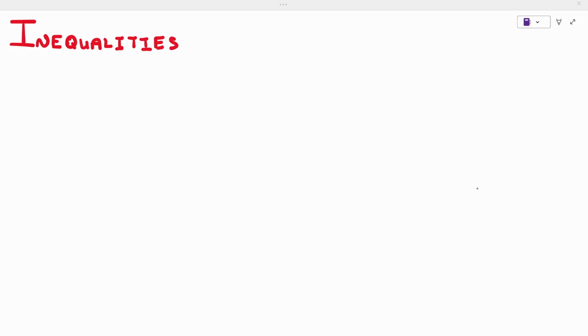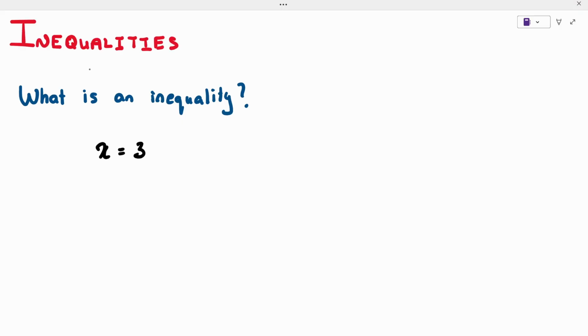So the first thing that we need to talk about is what actually is an inequality. So we know what an equality is or an equation is. We've seen those before, so maybe we've seen something that looks like this. And basically, what this says is that the value that I have on the left-hand side is the same as the value that I have on the right-hand side.